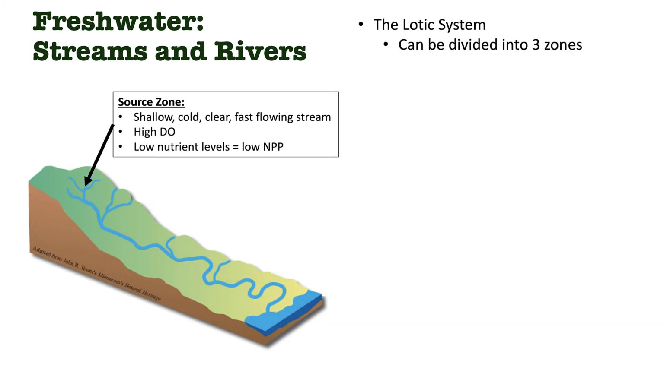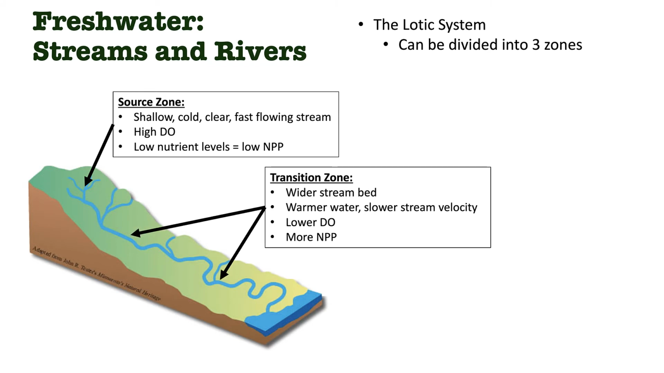Now, if we move further downstream, we're in the transition zone. The water's starting to slow down a little bit. The stream bed itself is wider, with warmer temperatures. You have more nutrients, so you have more primary productivity. However, you have a little bit lower dissolved oxygen as opposed to the source zone. Most of the dissolved oxygen now comes from photosynthesis, and that's how most of the dissolved oxygen in a waterway of any kind gets there, from photosynthesis by algae and phytoplankton and things like that.